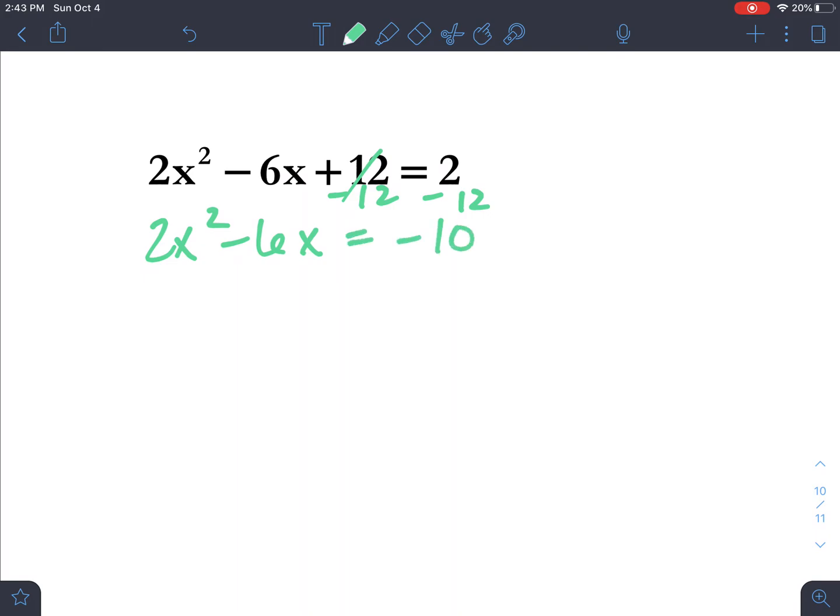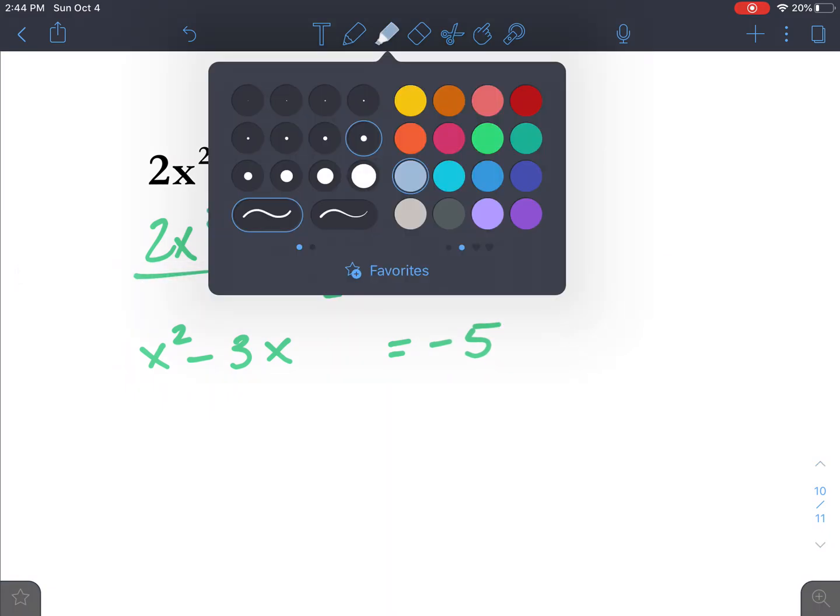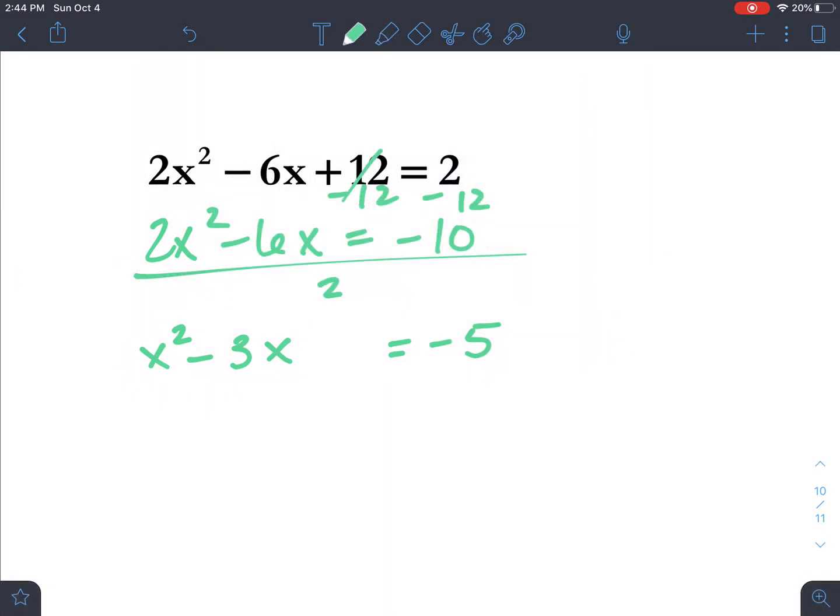I have all positive numbers, so I encourage you guys to divide the entire thing by 2, which is something you can do. I get x squared minus 3x equals negative 5. Okay, and I'm going to move this around a little bit. Now this one's a little bit annoying, but I will show you what we're going to do here.